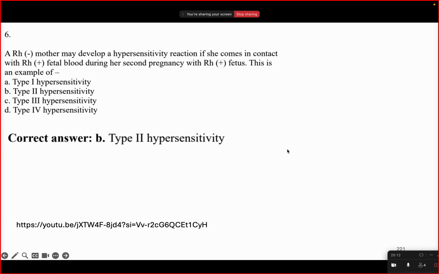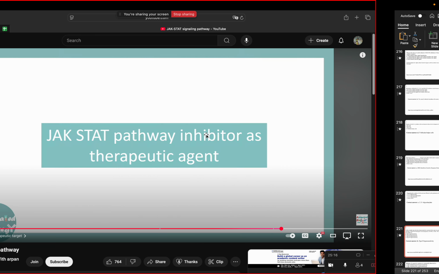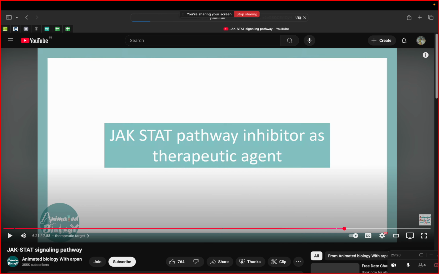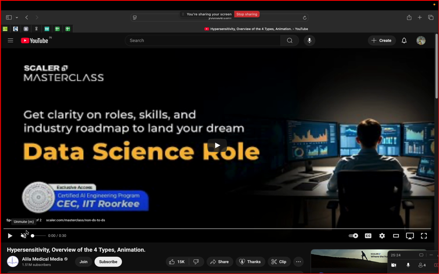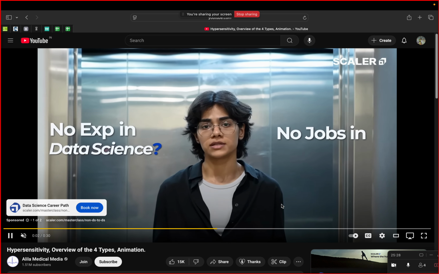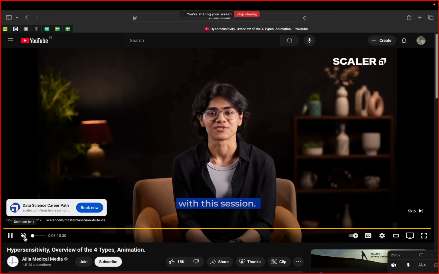So the right answer is type 2 hypersensitivity. I know I am being repetitive, but these things have been discussed for your clarification, so that you have a visual representation of these incidences. I'm using the visual aid; it basically helps in better remembering things.